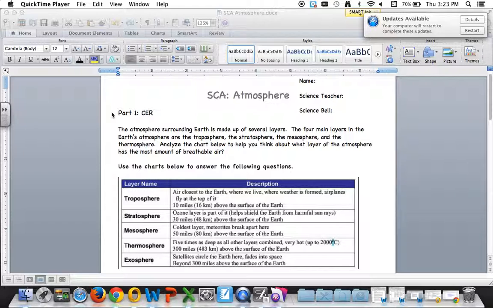Analyze the chart below to help you think about what layer of the atmosphere has the most amount of breathable air. Use the chart below to answer the following questions.